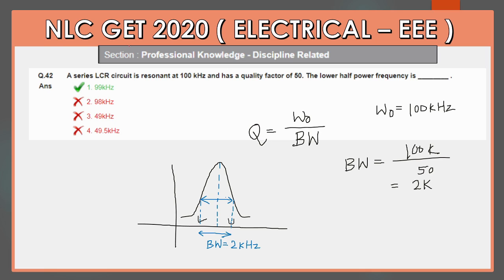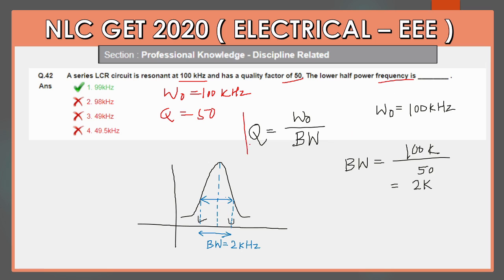Next question, a series LCR circuit is resonant at 100 kHz. So omega naught equal to 100 kilohertz and has a quality factor Q equal to 50. The lower half power frequency is dash.